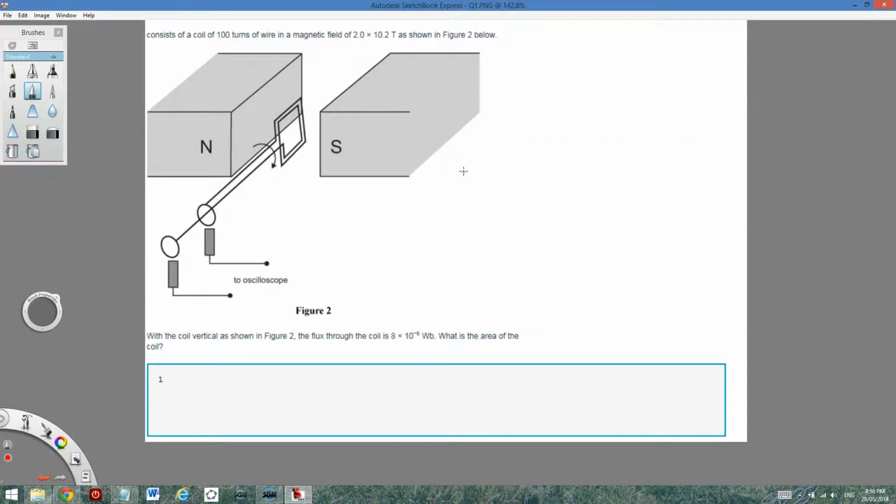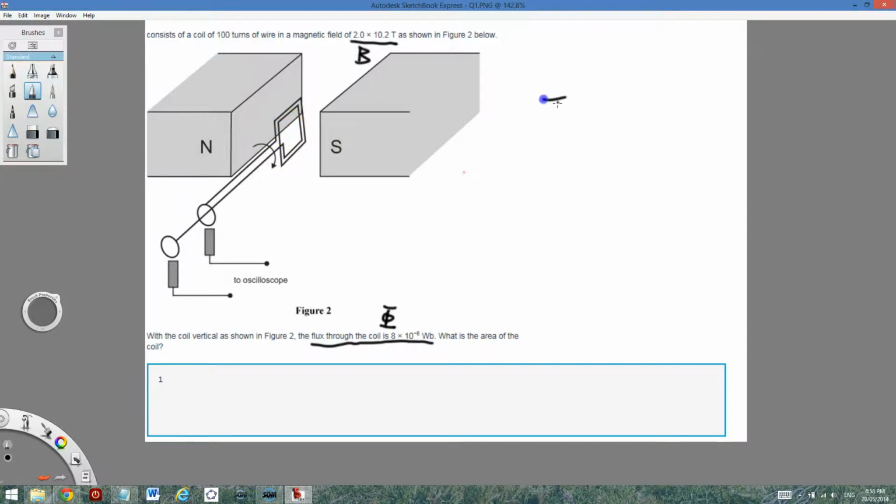Okay, now let's do some questions. So we have a magnetic field from left to the right, and there's a coil of wires making an area. The question asks me now, the flux is this much. Remember the symbol for magnetic flux, and the magnetic field is this much. What is the area of this loop?